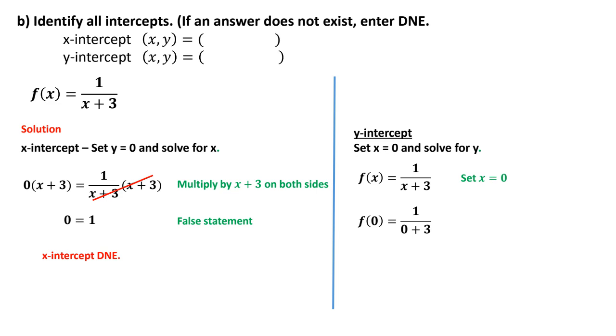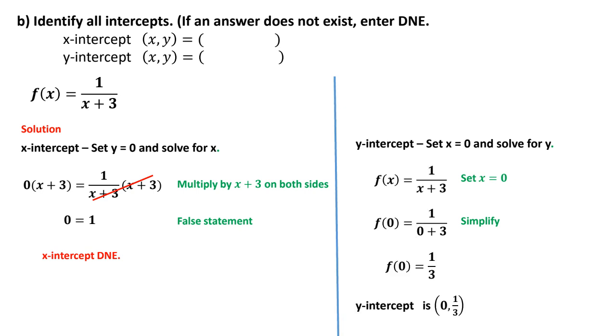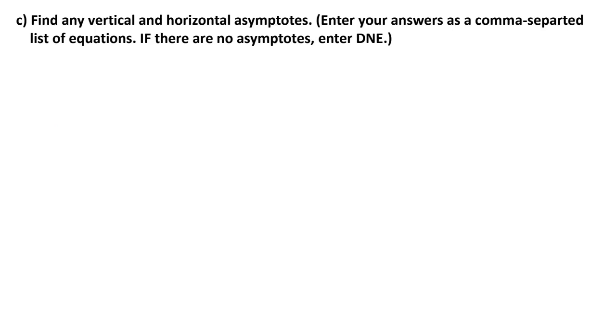Now for the y-intercept, it's just the opposite. I'll set x equal to 0 and then solve for y. So everywhere we see x, we're going to plug in the 0. When we do this, we simplify and get that the y-intercept is 1/3. So when x is equal to 0, y is equal to 1/3. So that is my y-intercept.